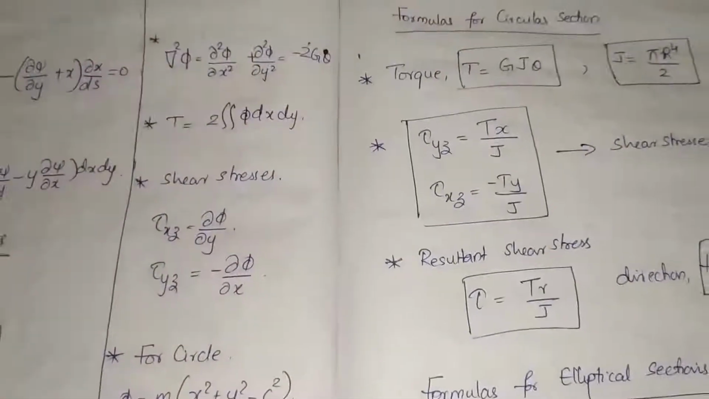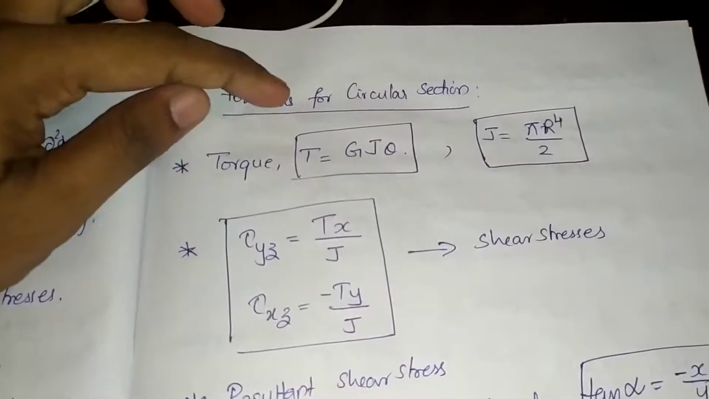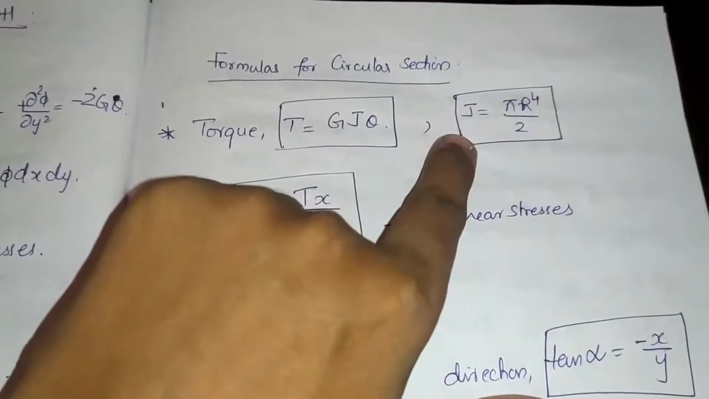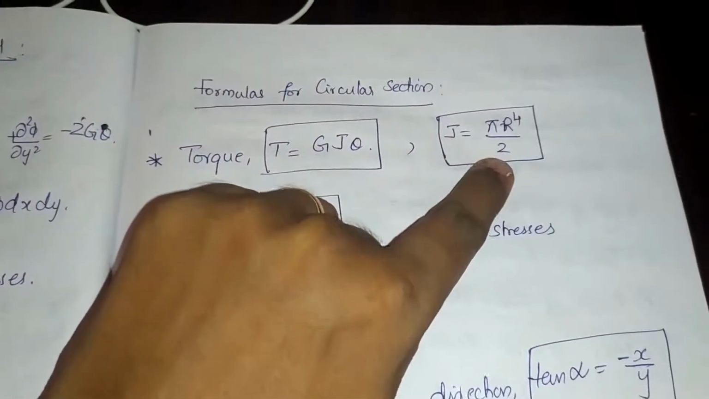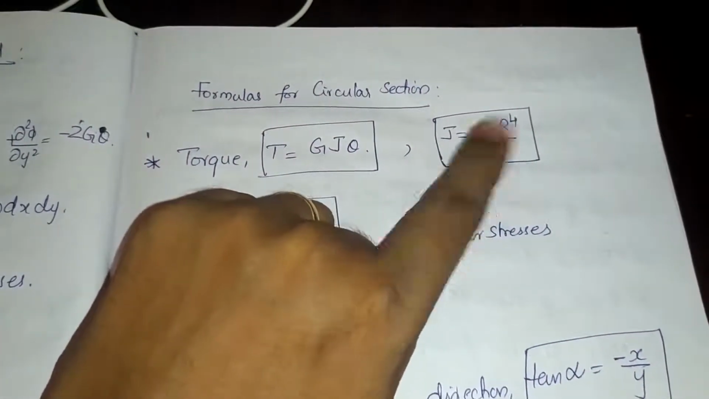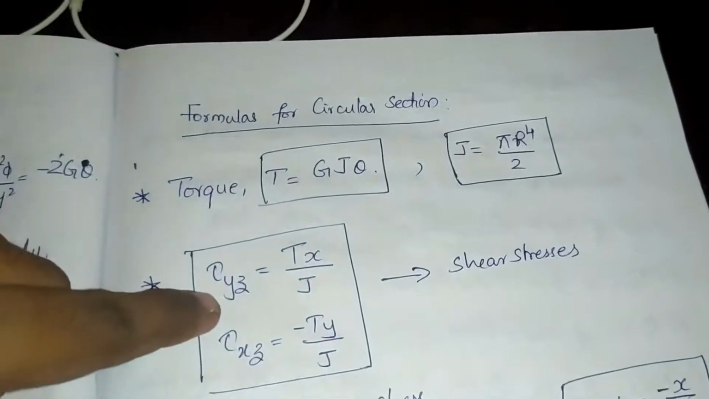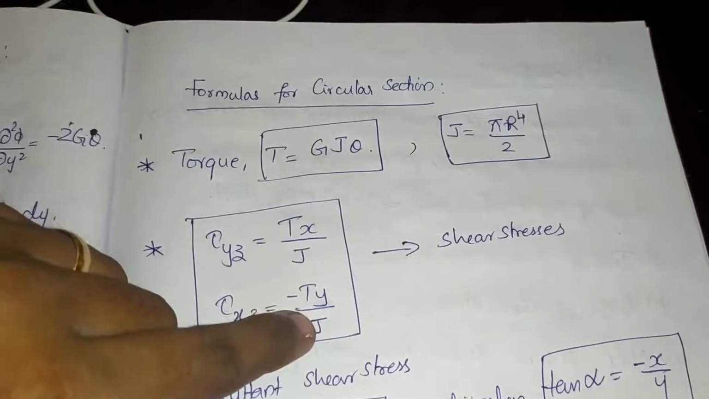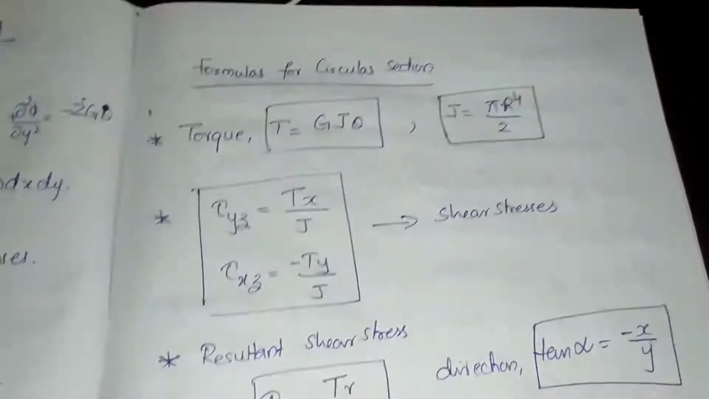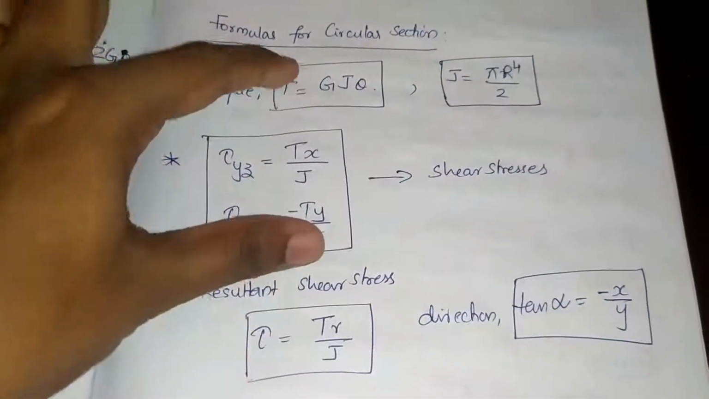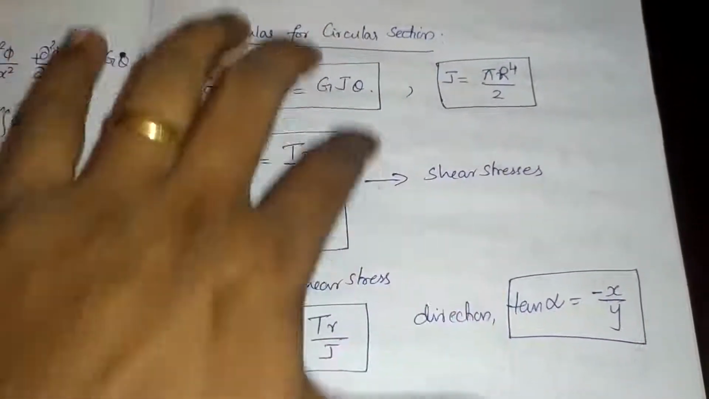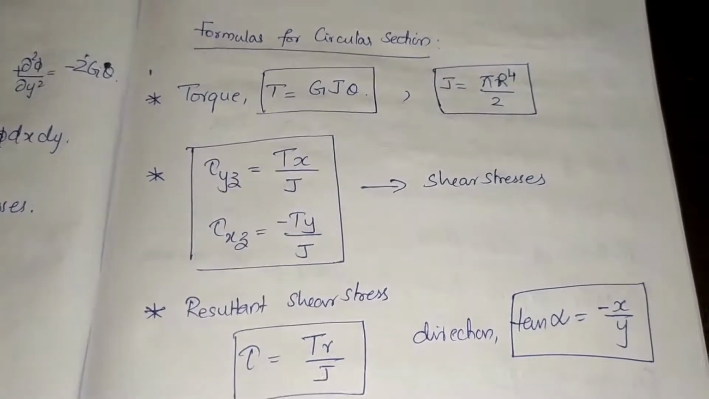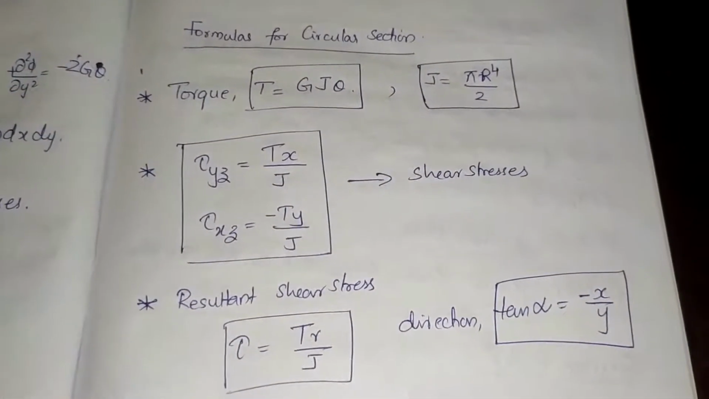Now I will again explain the formulas that are used for the circular section. Torque is g J theta, where J is equal to pi r to the 4 by 2. This is for circular sections only. Tau yz is Tx by J, tau xz is minus Ty by J. These are the shear stresses. These formulas we have already found, you just need to recollect them, that's all. Which are all the important things.